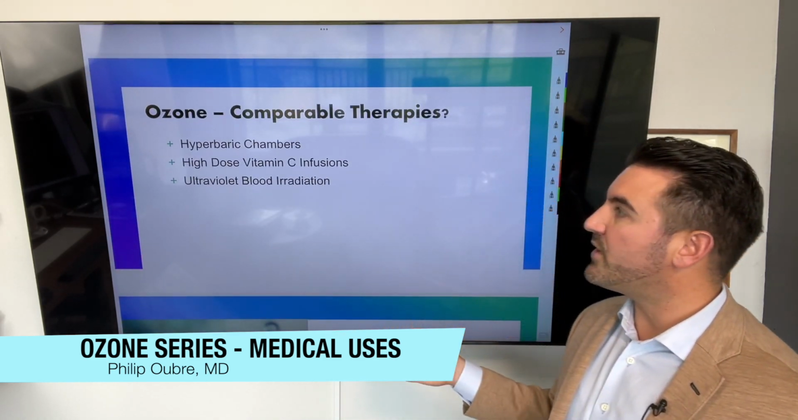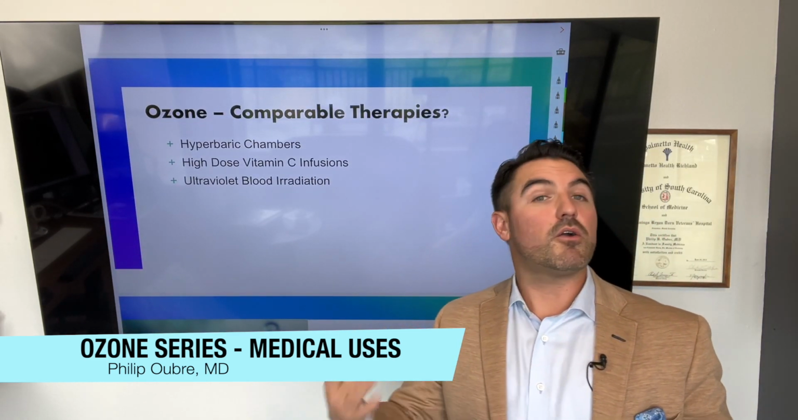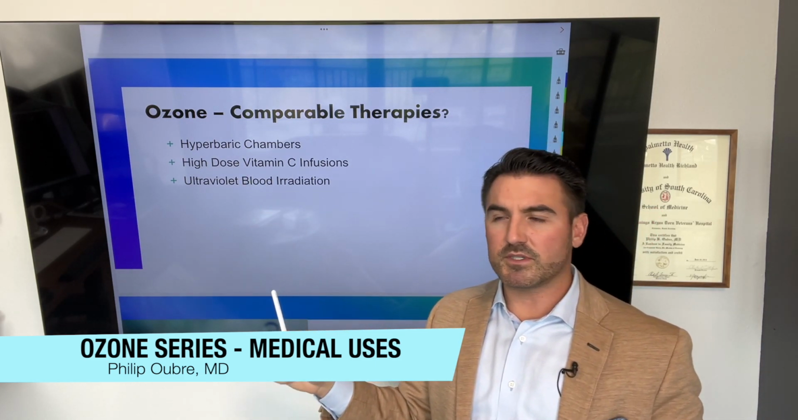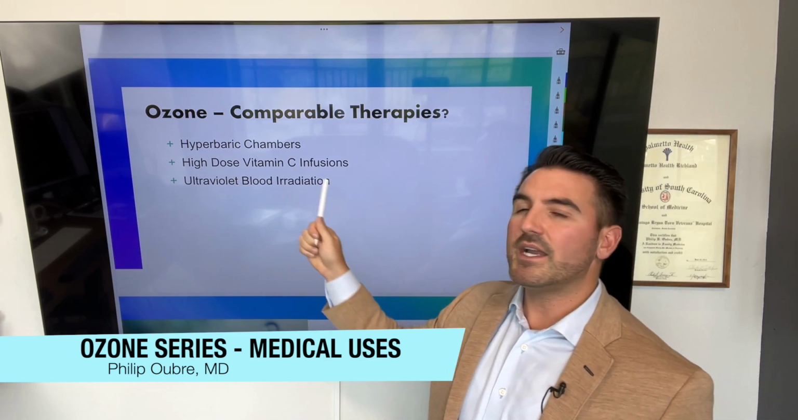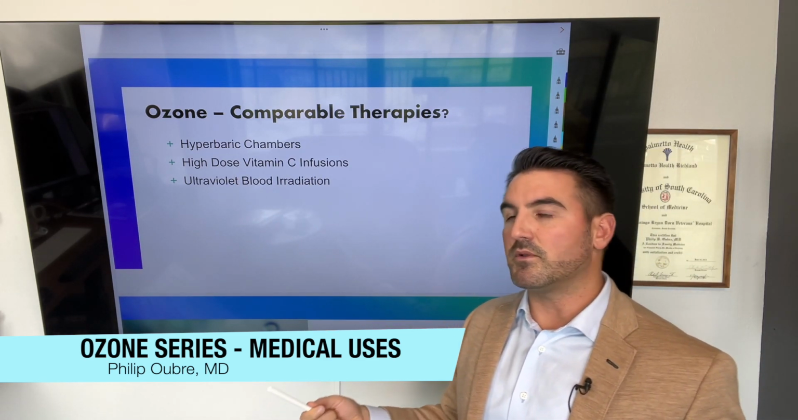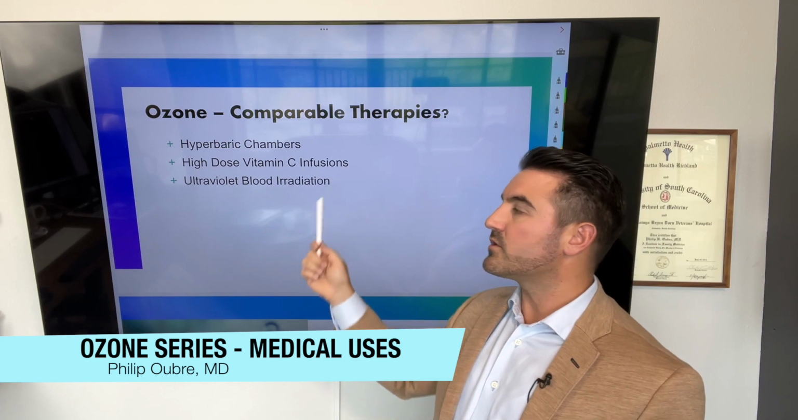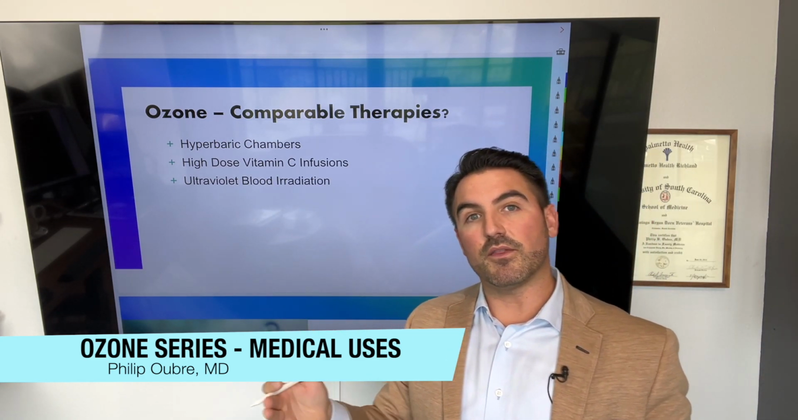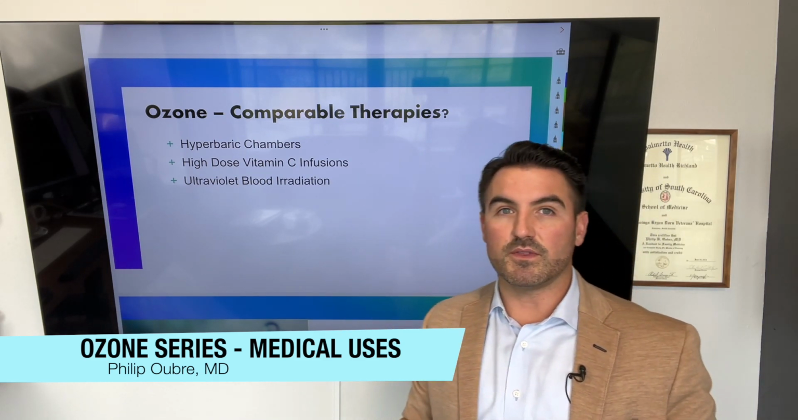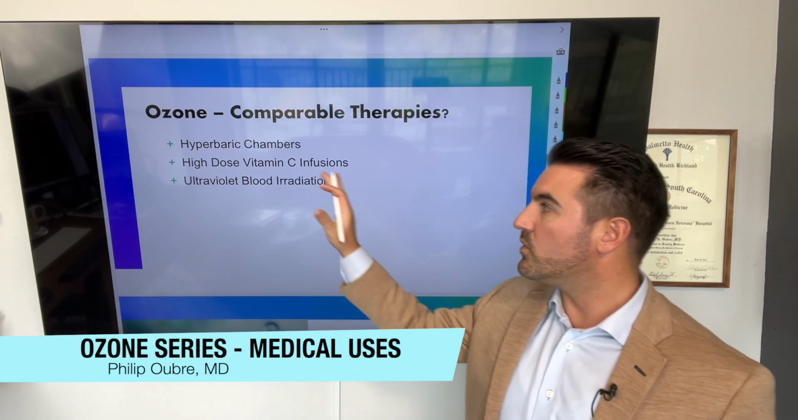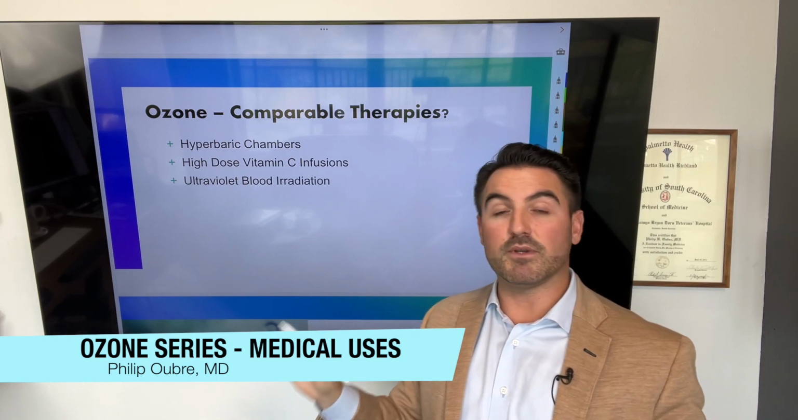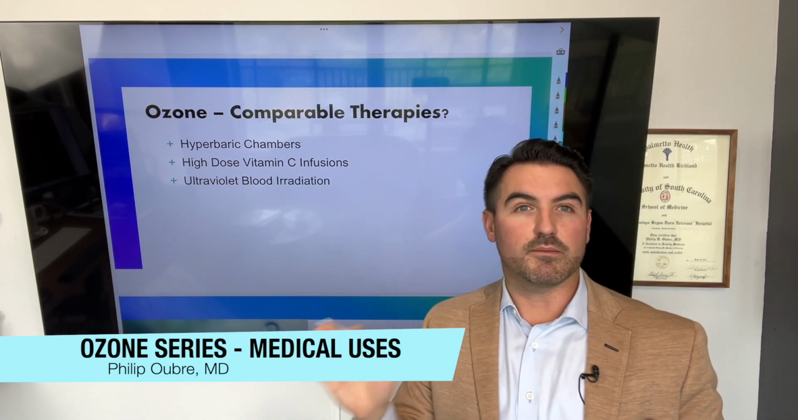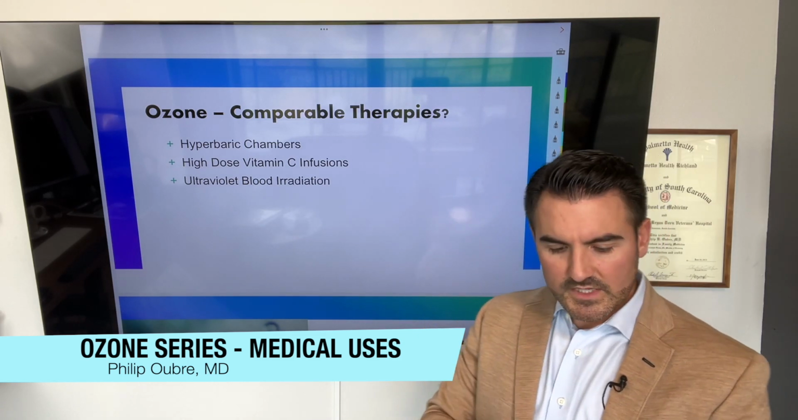Some comparable therapies to ozone that you may have already heard of, but didn't know were similar to ozone, are hyperbaric chambers. That's a similar therapy. Doing a high-dose vitamin C infusion is actually very similar to doing an ozone infusion. And then ultraviolet blood irradiation, UVBI, is also similar to ozone therapies as somewhat of a stressor. We'll go into ultraviolet blood irradiation in another presentation. The other two I will talk about in another video series, not this one. I think that's it.